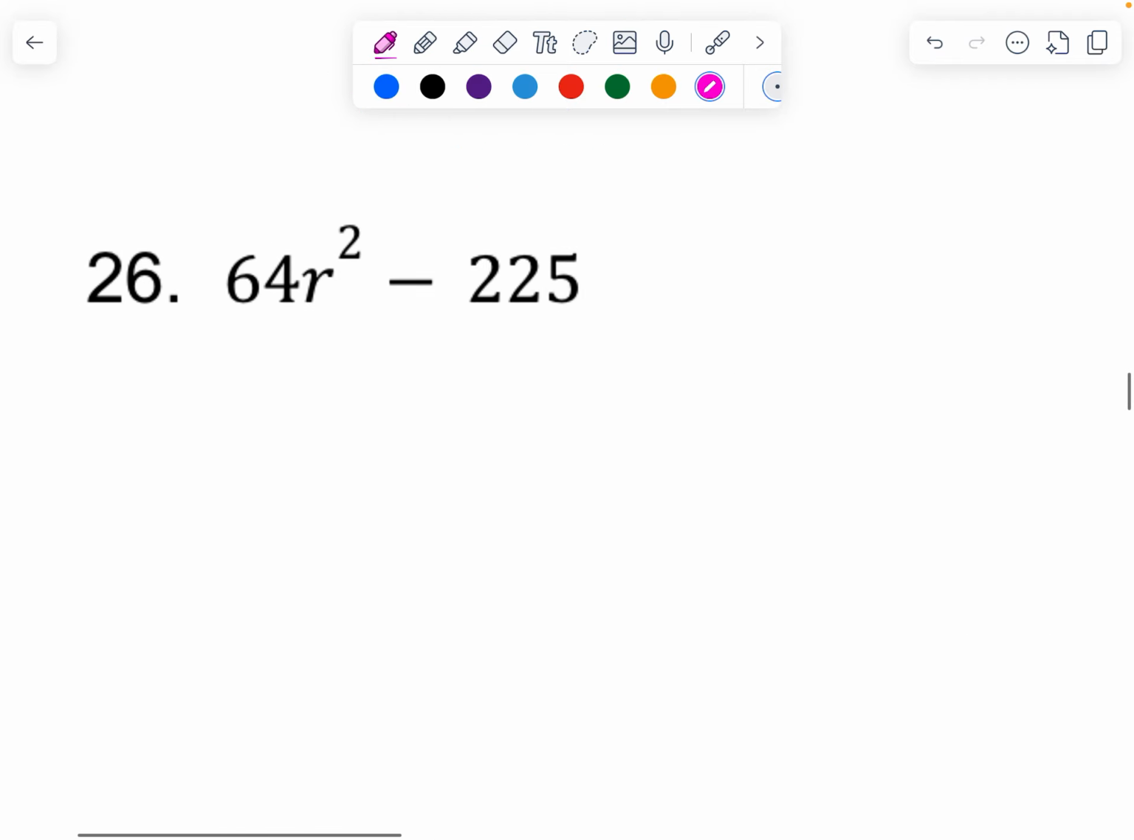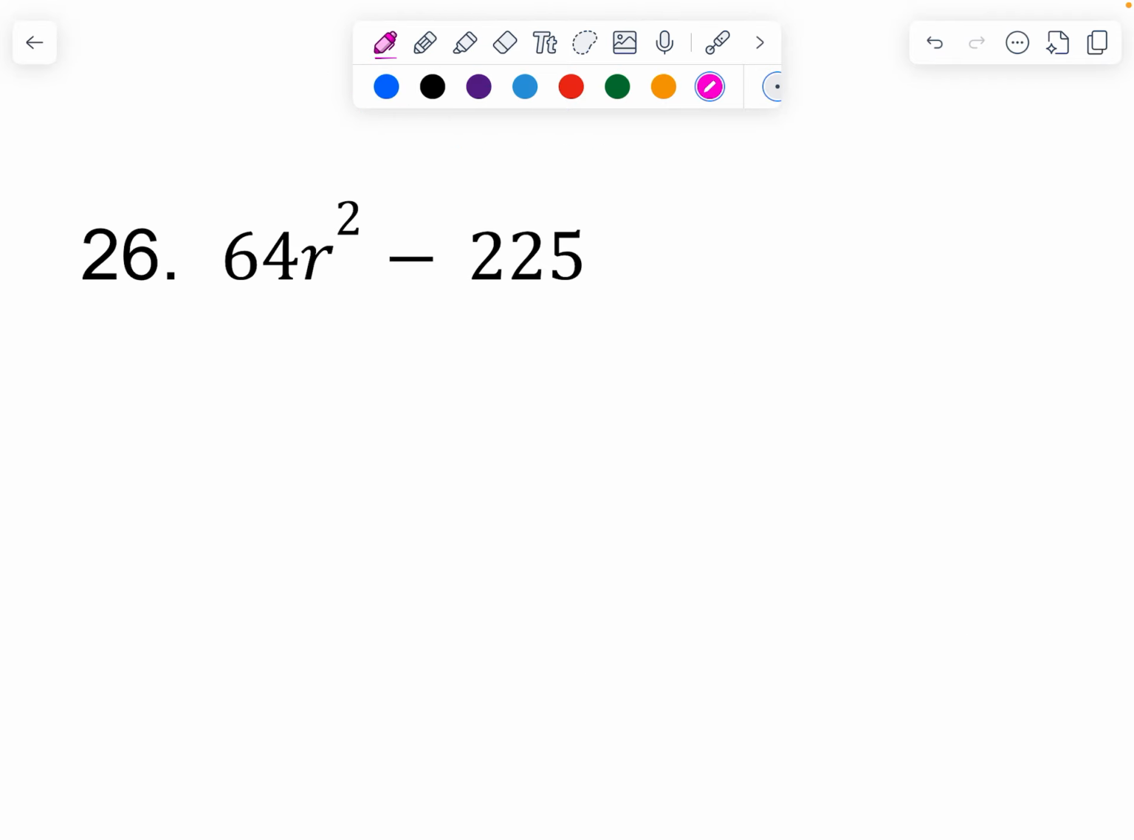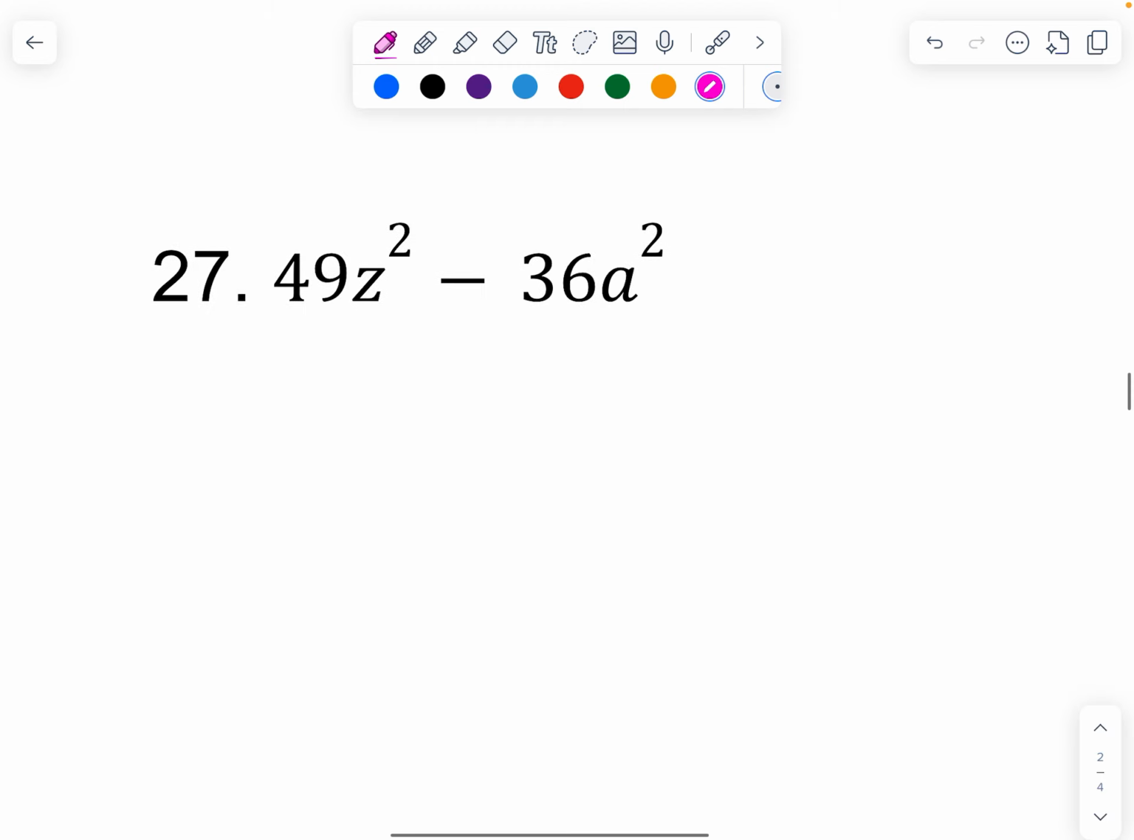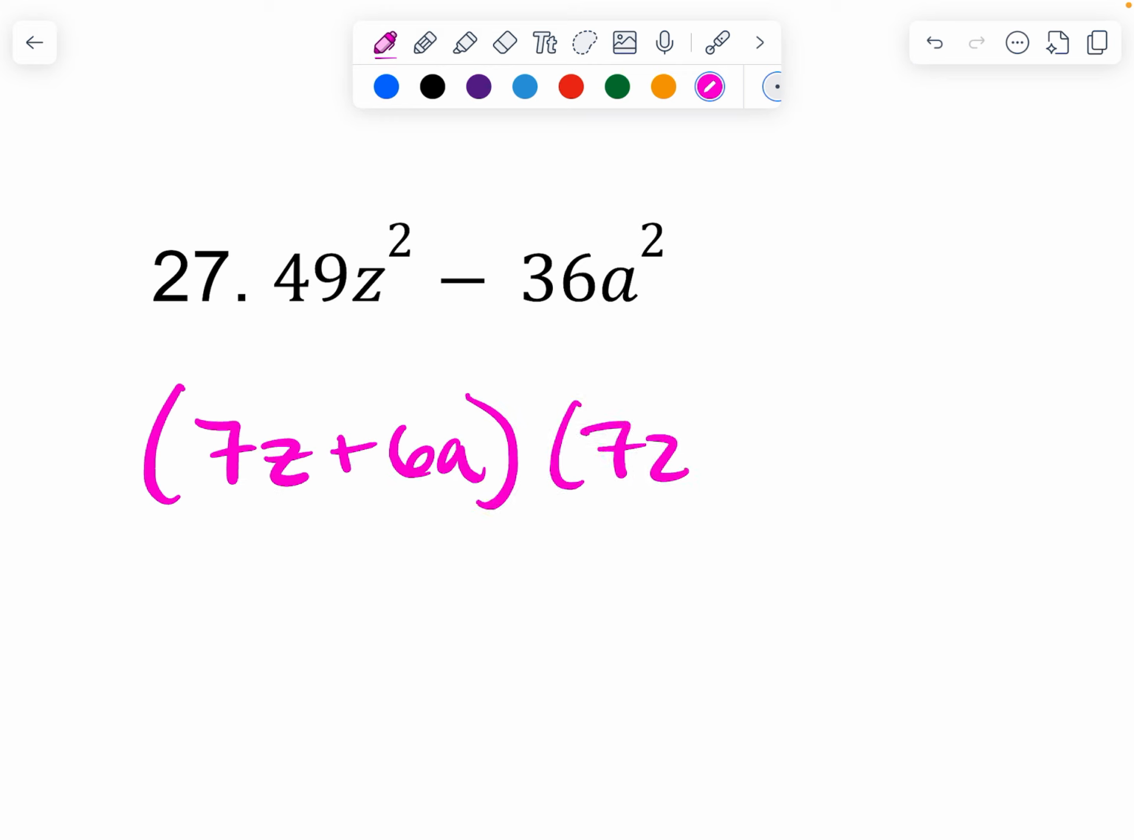Next, the first one's a perfect square, the second one's a perfect square, and there's a minus sign in between. 8r plus 15, 8r minus 15. First is a square, second's a square, minus sign, so 7z plus 6a, 7z minus 6a.